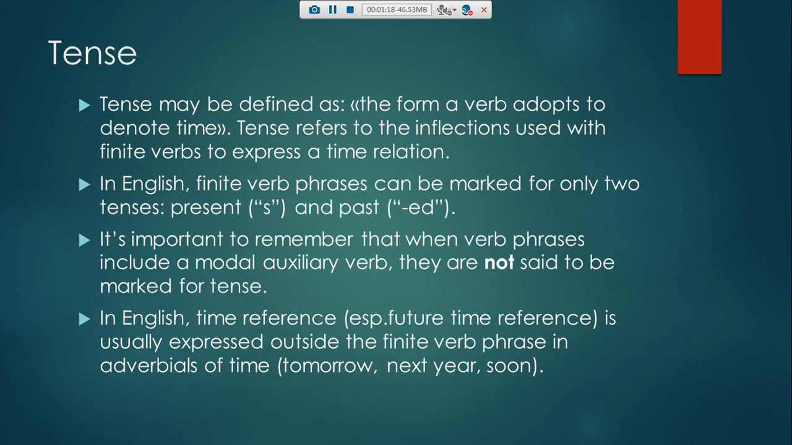In English, time reference, especially future time reference, is usually expressed outside the finite verb phrase in adverbials of time. For example, tomorrow, next year, soon. This is something we'll see more in depth later on.